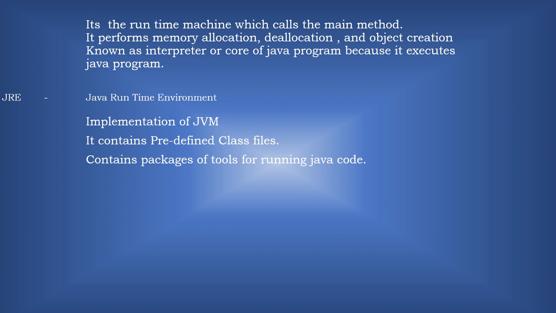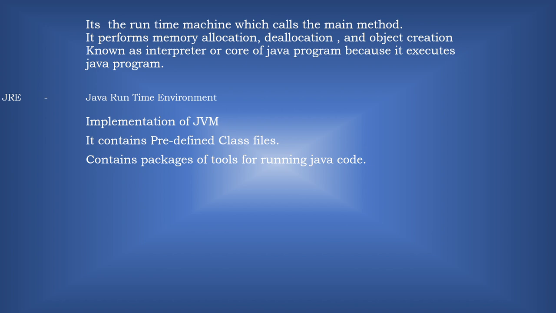JVM means Java Virtual Machine. It is a specification that provides the JRE, Java Runtime Environment, in which the bytecode executes. Then the second point is that the Java runtime machine calls the main method. Memory allocation, deallocation, and object creation are all done by JVM. It loads the program, interprets the program, executes the program, and it is also known as the interpreter or core of the Java program, as it executes the Java program.